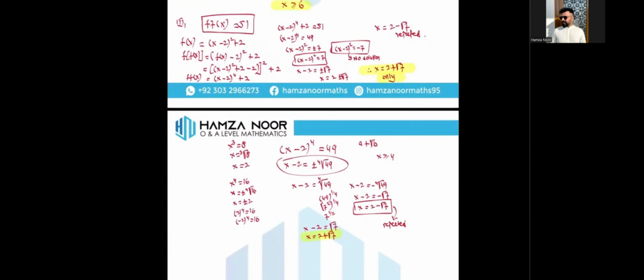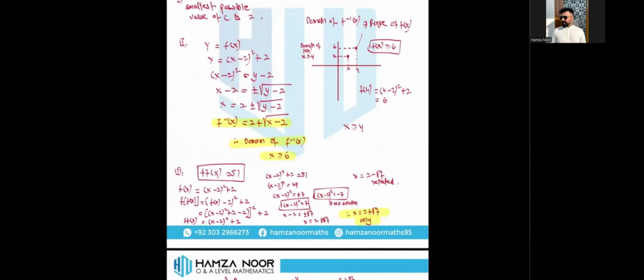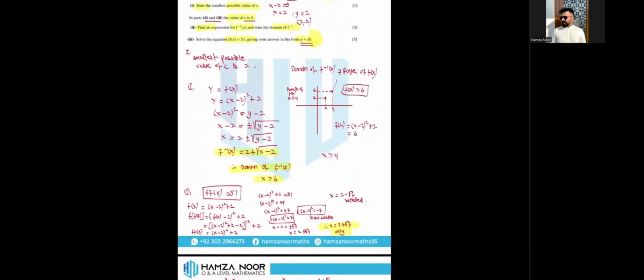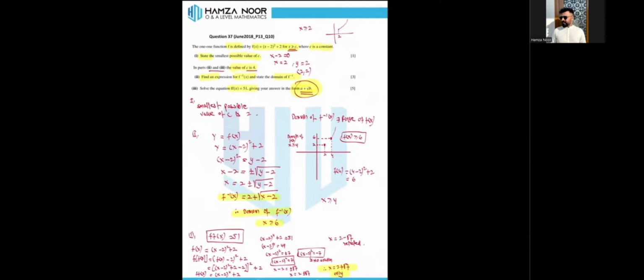Okay, this was an alternative approach. We converted this fourth root of 49 into the form of a square root because we need our answer in a particular form, a plus square root of b. So this was question number 37 of the handout, May-June 2018, paper 1, variant 3, question number 10.